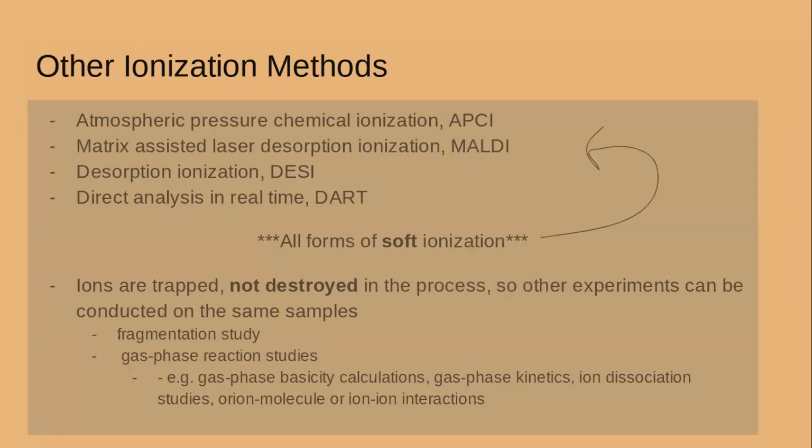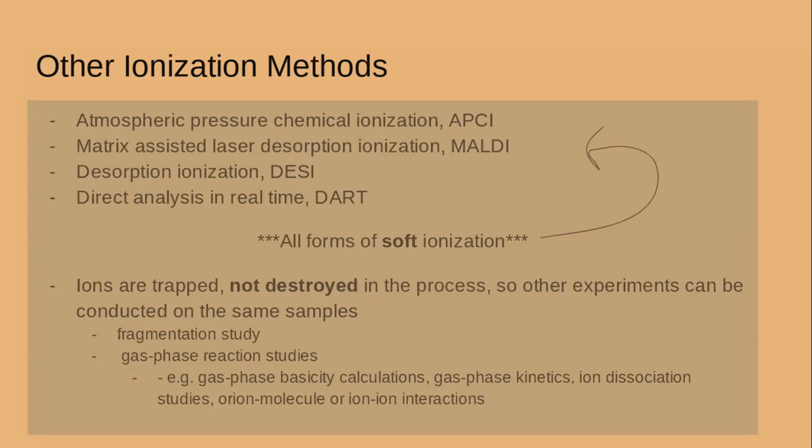And then, like I said, other ionization methods can be used. We've gone over some of these in class. I'm not sure if we've gone over all of these, but atmospheric pressure chemical ionization, matrix assisted laser desorption ionization, and direct analysis in real time, which are all forms of soft ionization. I know some of these have the option of doing hard ionization, but from what I could read, I never saw any forms of hard ionization being used in FTICR.